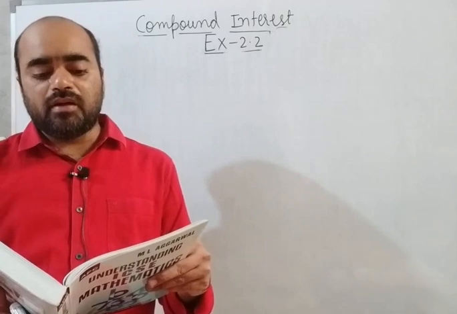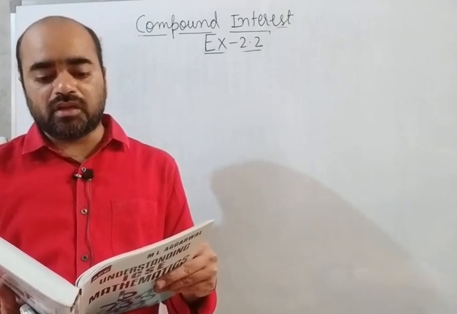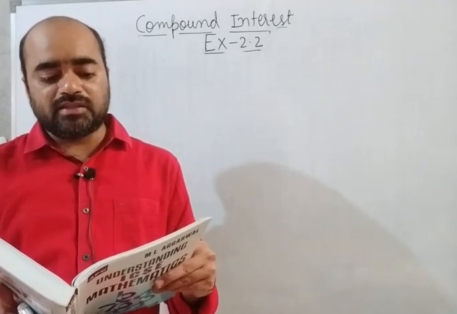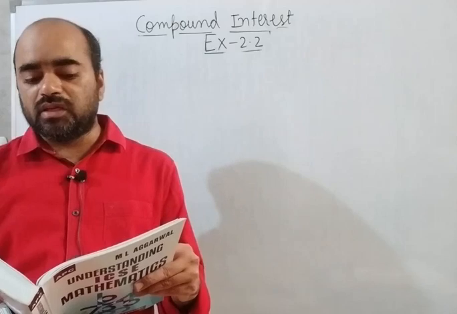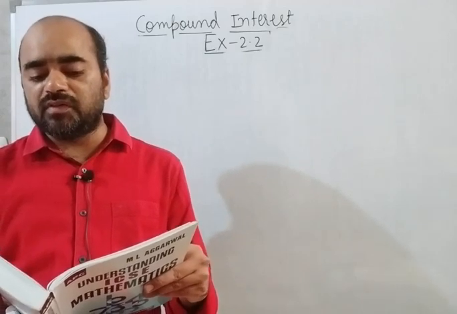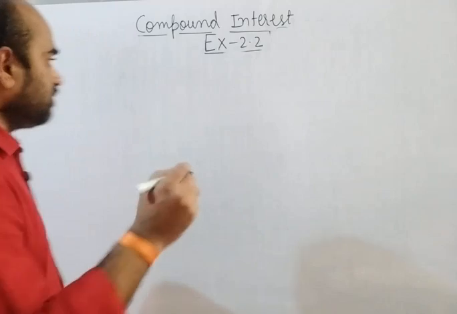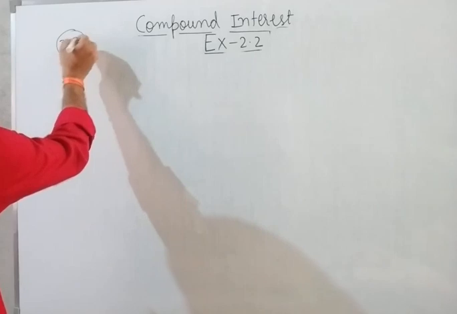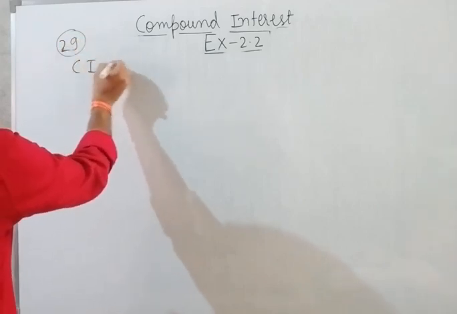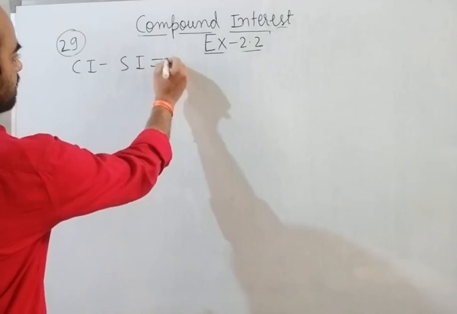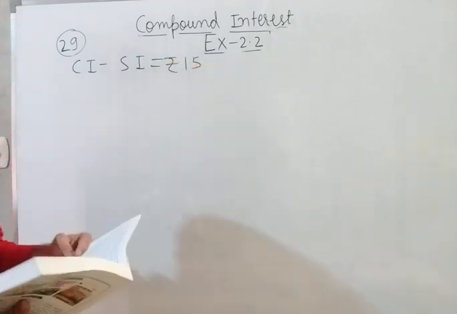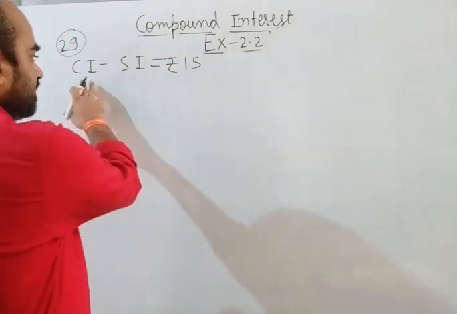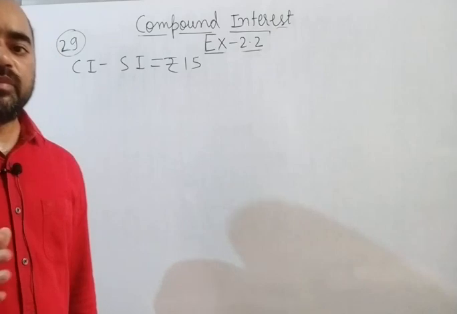What is given? The difference between compound interest and simple interest is given. Here compound interest is payable half yearly on a certain sum of money. Rate of interest is 10%, time is 1 year, difference is 15. It means CI minus SI is given, rupees 15, clear? But the problem is compound interest is reckoned half yearly, semi-annually.